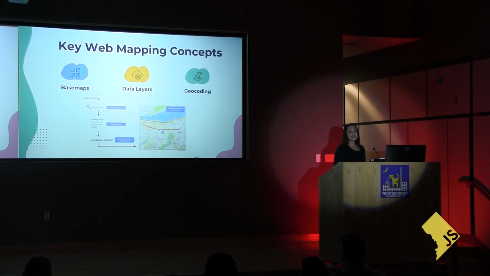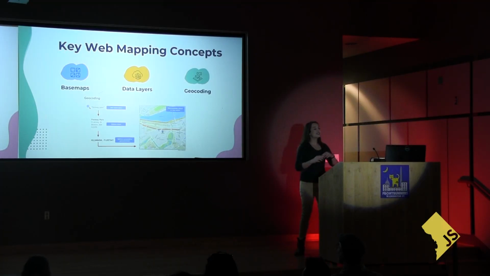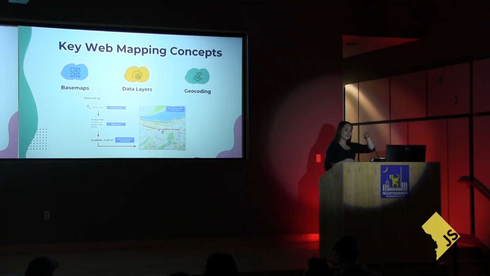All right, and then finally, another major web mapping concept is geocoding. Is anyone familiar with geocoding? Okay, awesome. So it's really just the idea of taking an address or a place and turning it into coordinates, so X and Y coordinates, so we know where it's actually physically located in the world.